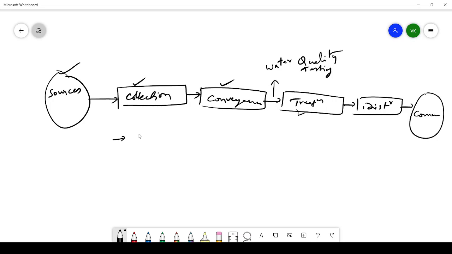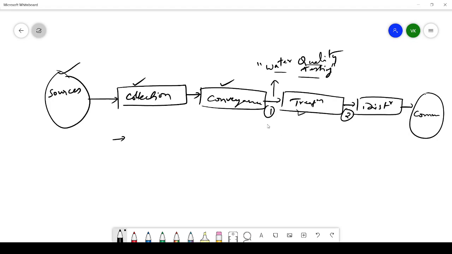If you want to treat the water, first you should know what are the problems that are present in the water. If you want to know the problems in water, first you have to test that water. So you should study water quality testing. The water quality testing will be done at two stages: one before the treatment and two after the treatment.